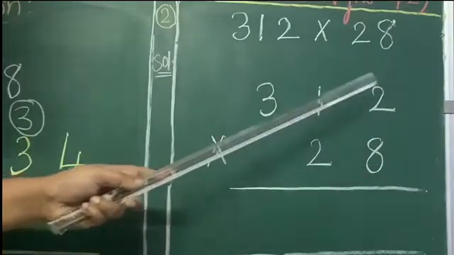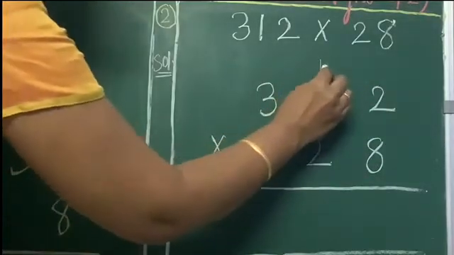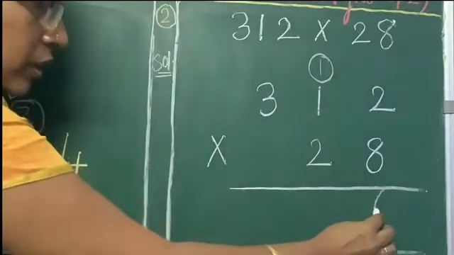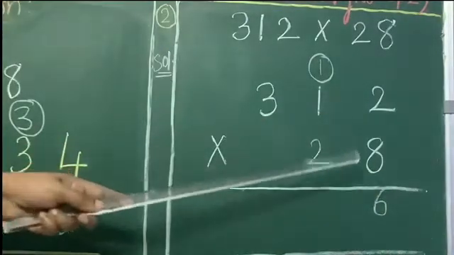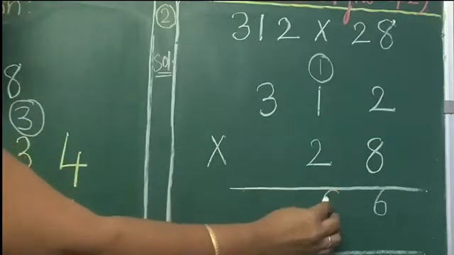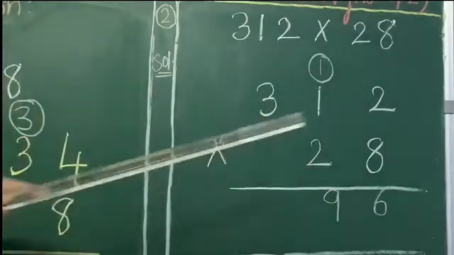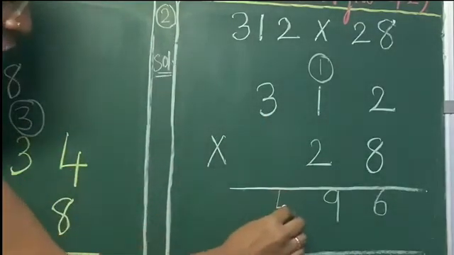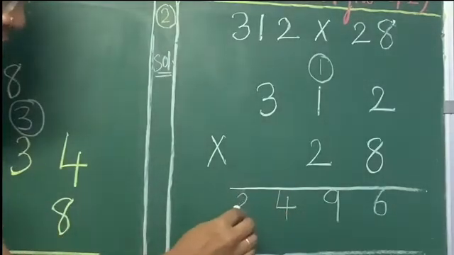So what is 8 2s? It is 16. So write 1 here, write 6 here. Now what is 8 1s? 8. 8 plus 1, it is 9. Now what is 8 3s? It is 24. 4 you will write below 3, 2 you will write here.